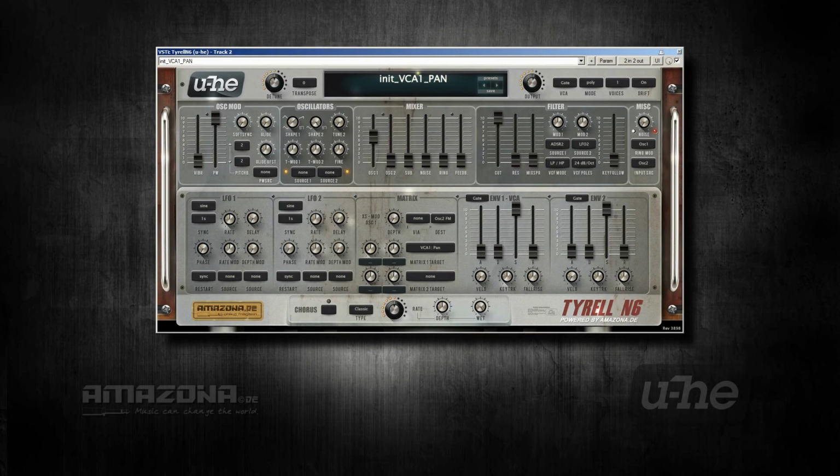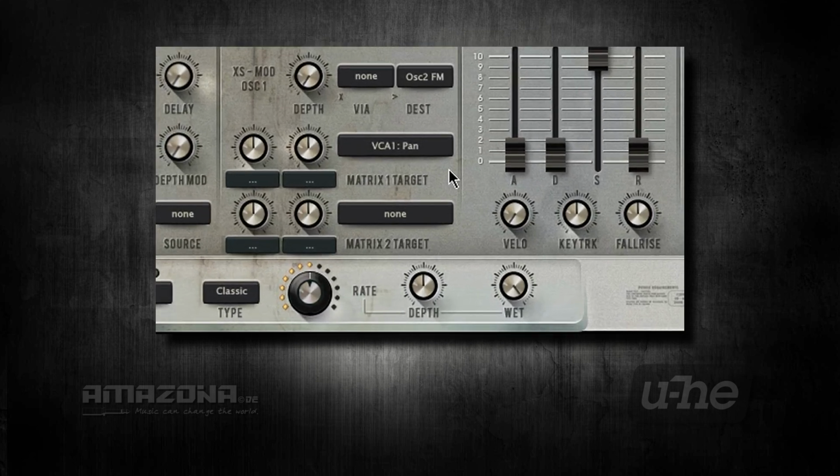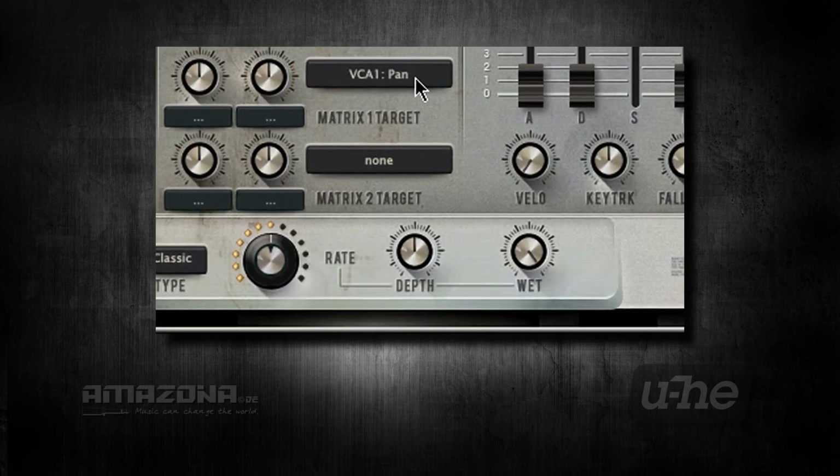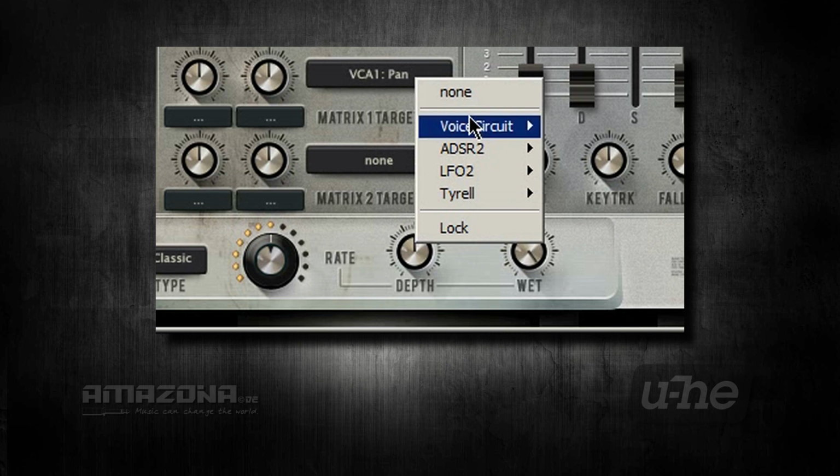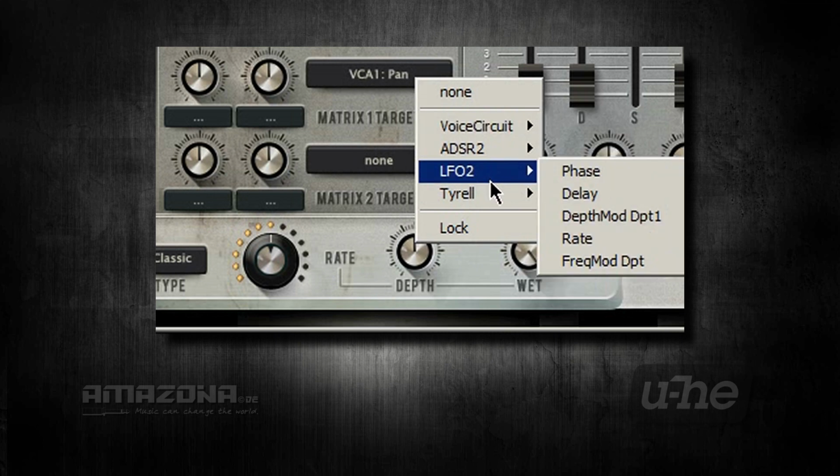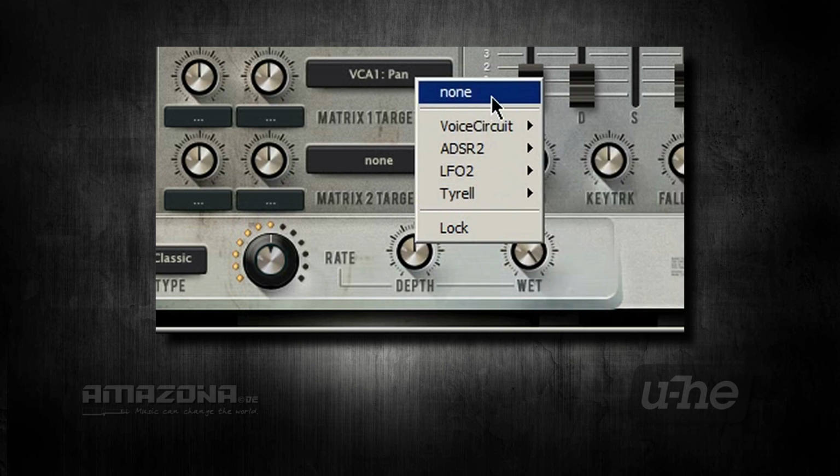The spreading of Tyrell's Unison Voices is achieved using a hidden parameter appearing only as a mod matrix target. Its name is VCA1pan and it's not listed in the standard mod matrix target selection menu. How do we find it then, you ask?